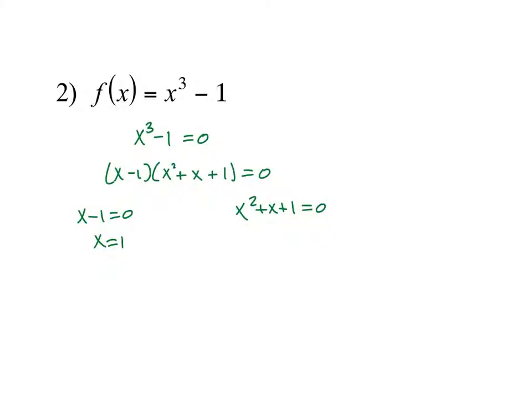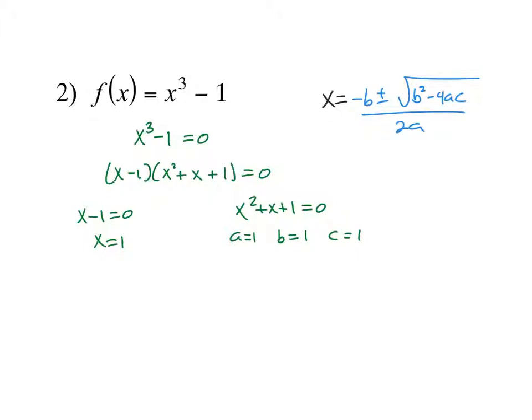This one, I'm going to have to use the quadratic formula. So a equals 1, b equals 1, c equals 1. And remember that the quadratic formula is x equals negative b plus or minus the square root of b squared minus 4ac, divided by 2a. So x equals the opposite of b, so negative 1, plus or minus the square root of 1 squared minus 4 times 1 times 1, divided by 2 times 1.